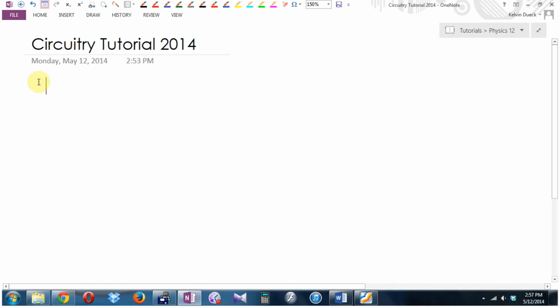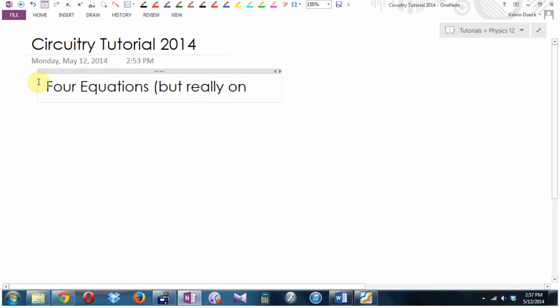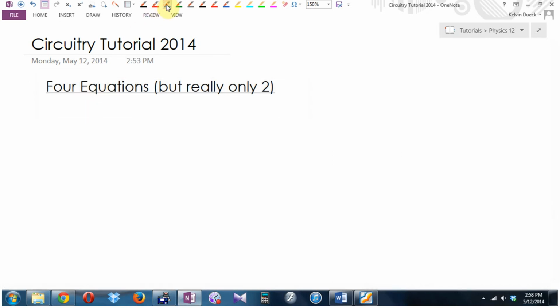So, circuitry. There's 4 equations, but really only 2. What do I mean by that? Well, the 4 equations that we've used, we started out defining current. We said that current was how much charge going past in a certain amount of time. And that's why, when we went with our ski hill analogy, current became the number and speed of the skiers.